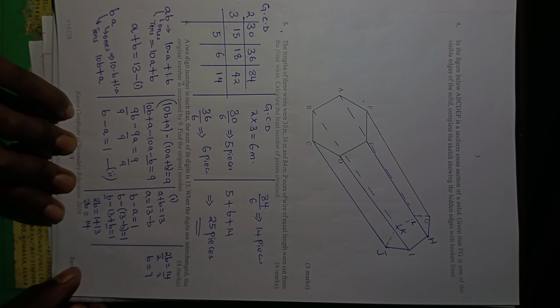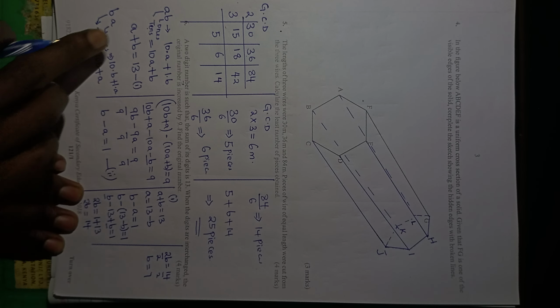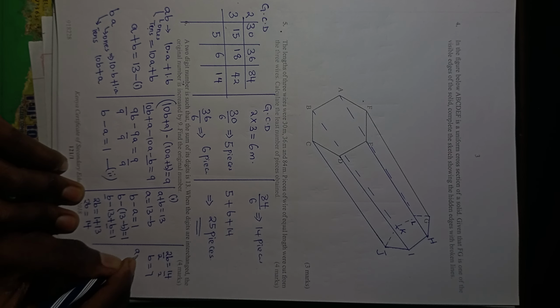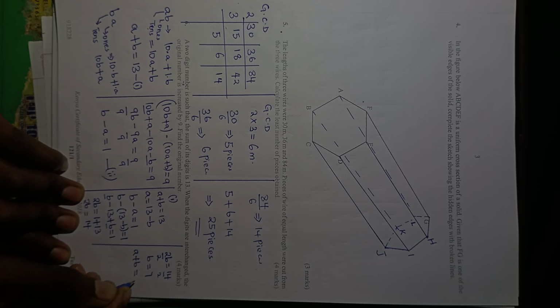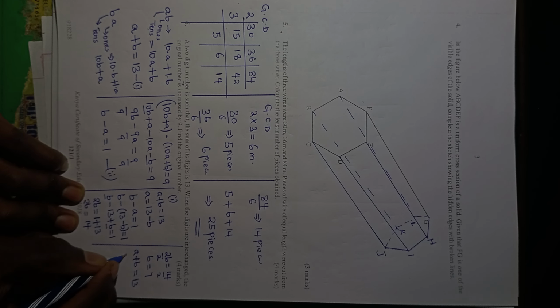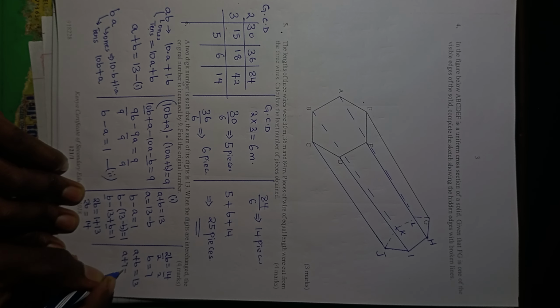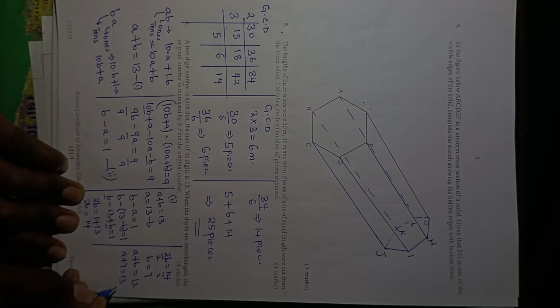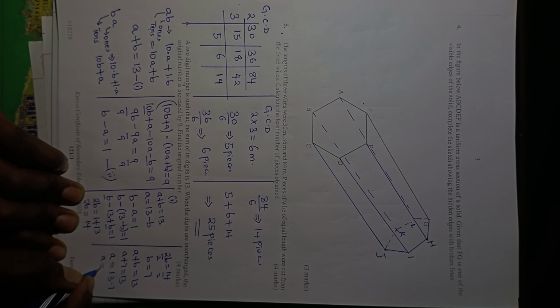So if our b is 7, what of a? Look here. A plus b is equal to 13. So b is 7. So a plus 7 is equal to 13. So you take this to that side. So a will be equal to 13 minus 7. 13 minus 7 will be equal to 6.